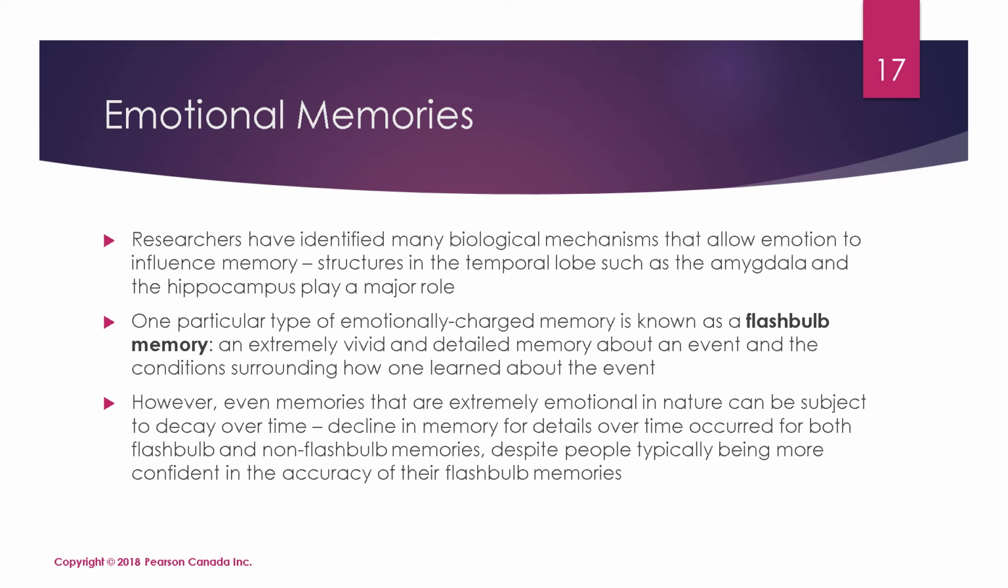So decline in memory for the details of an event over time occurred for both flashbulb and non-flashbulb memories, despite people typically being more confident in the accuracy of their flashbulb memories. It makes sense: if you have a memory of an emotional event that you perceive as very vivid and realistic, you will be more likely to think you'd be more accurate in recalling it. Examples of flashbulb memories might be a wedding, a graduation, or the birth of a child, or something negative like the death of a family member or a loved one. Basically, whenever the memory is super emotionally charged, you're more likely to remember it as more vivid.